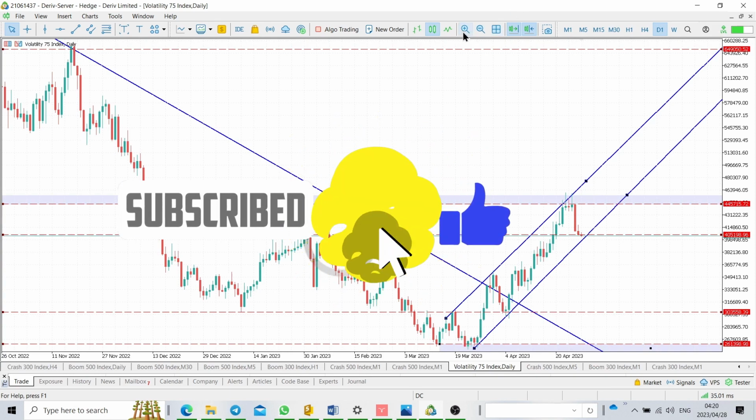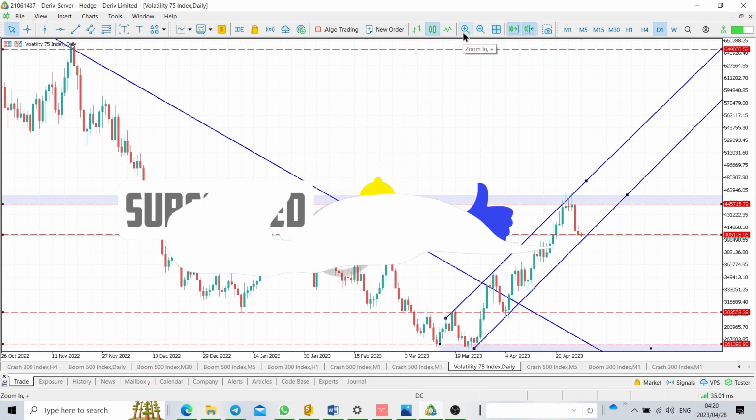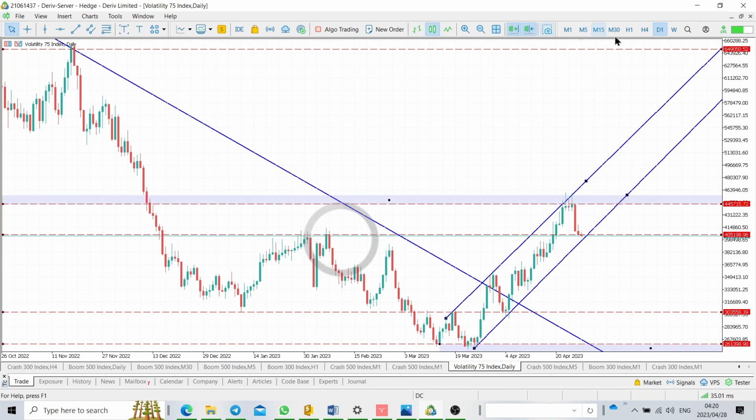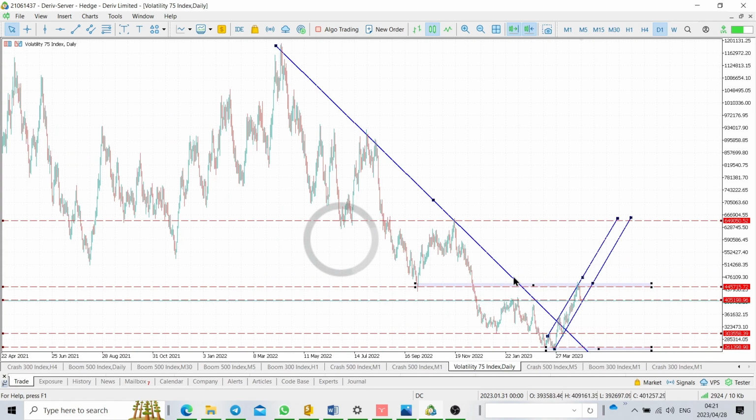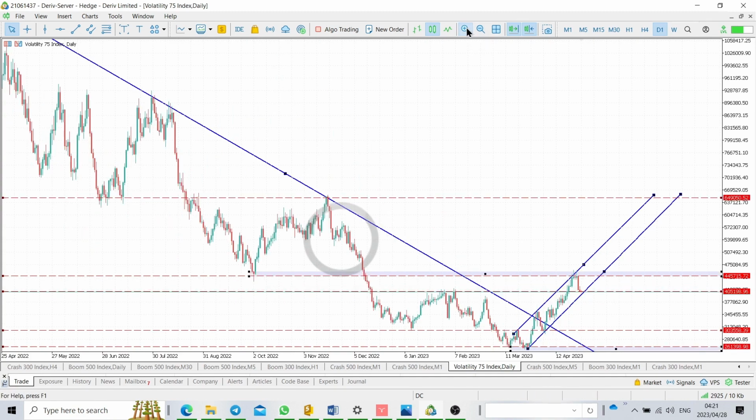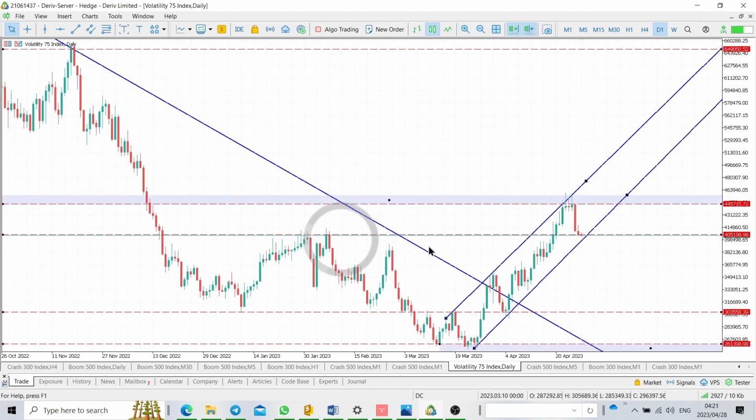Okay, so without wasting much of your time, let's look at what we have. If you go on the daily time frame, so we are in Volatility 75, we are on the daily time frame. This is what I can see. The market has been moving down. Then when it got to this point, there was a breakout on this trend line. The market was able to break out at this point and it continued moving up.